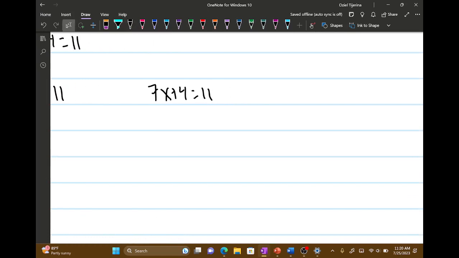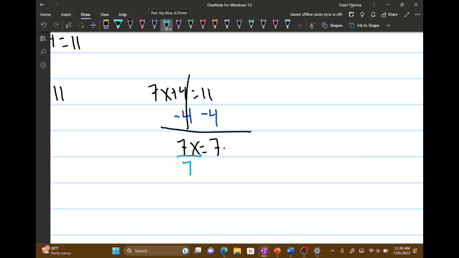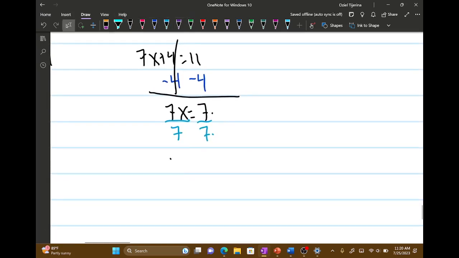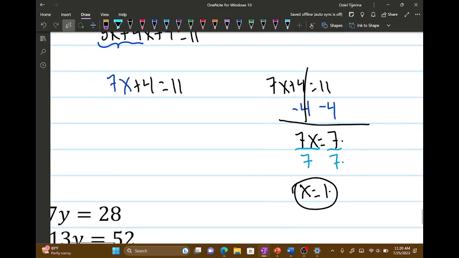Finally, we subtract 4 on both sides, so the 4 and negative 4 cancel out, and we get 7x equals 7. Then we divide by 7 on both sides, and we get x is equal to 1. So we have our x term.